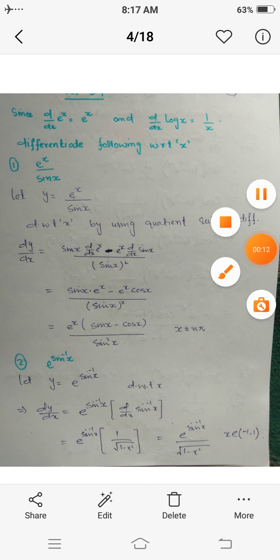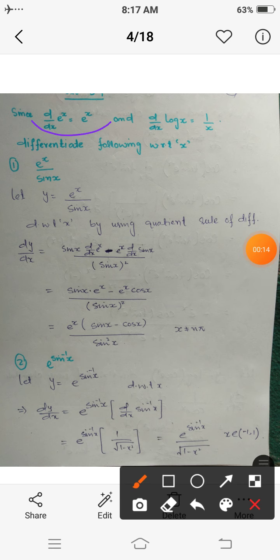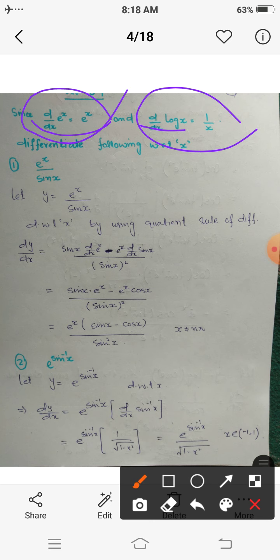In the previous lecture we discussed logarithmic and exponential functions, and you know that the differentiation of e^x is e^x, that is, the exponential function is e^x, and the differentiation of log x is 1 upon x. Now today we are going to discuss exercise 5.4, and this exercise wholly and solely depends upon these two concepts: differentiation of e^x is e^x and differentiation of log x is 1 upon x.